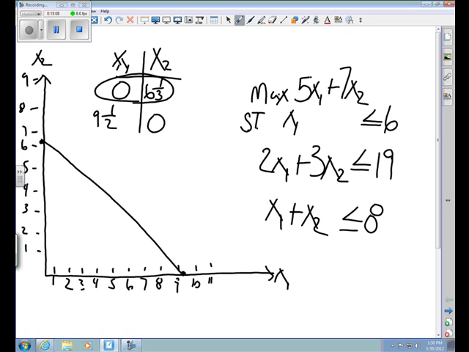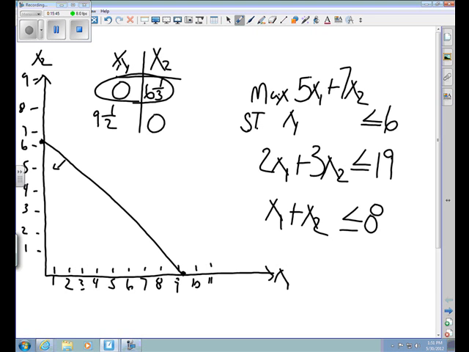Okay? And every dot on that line satisfies this equation, 2x1 plus 3x2 equals 19. Notice I said equals. Every dot on this line satisfies the equation, 2x1 plus 3x2 equals 19. The constraint, however, says less than or equal to 19. So what this constraint is referring to is every dot within the triangle you see here. Okay, every dot to the left of that line. Okay, so let's test it out.